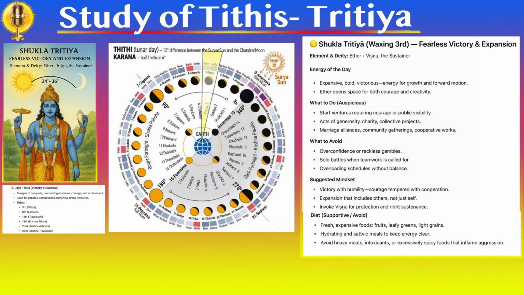Coming into the 3D world. Start ventures requiring courage or public visibility. Acts of generosity, charity, and collective projects are good to do on this day. Marriage alliances, forming alliances between families. Marriage is always between families as viewed in the Vedic tradition. Because after all, you're not just two people getting hitched, you're marrying two families, two DNA lineages. It's very deep if you want to see it that way.